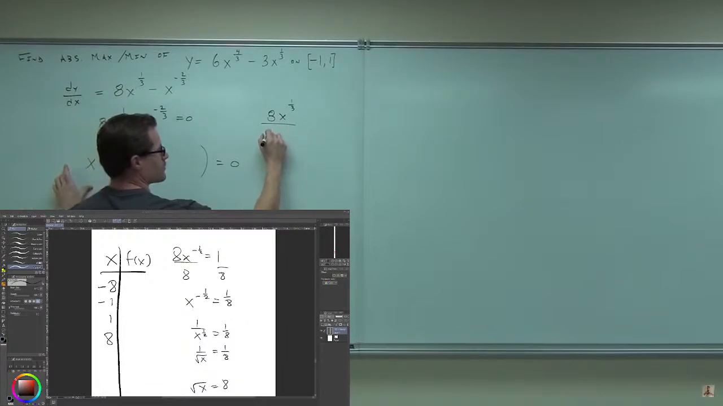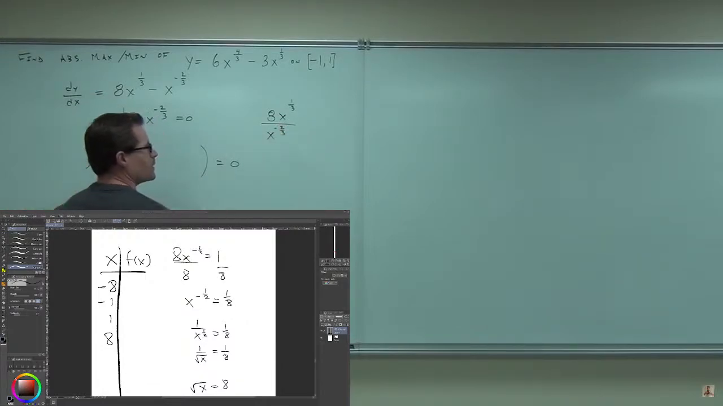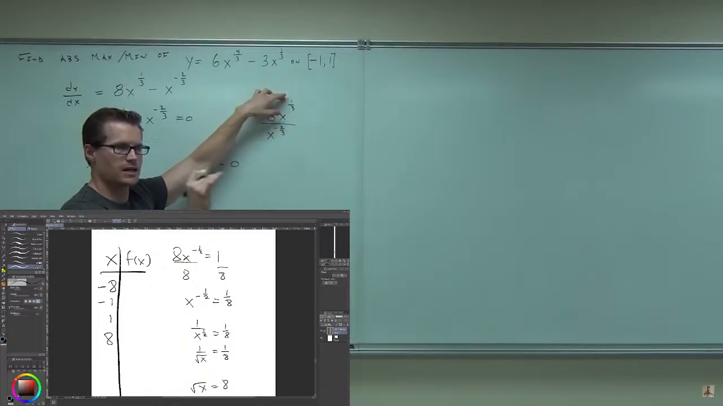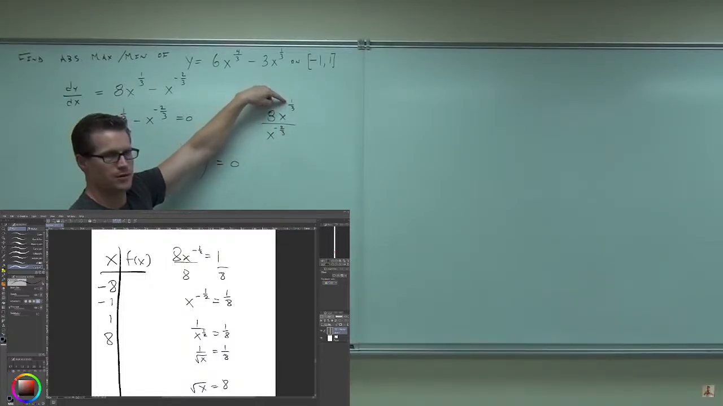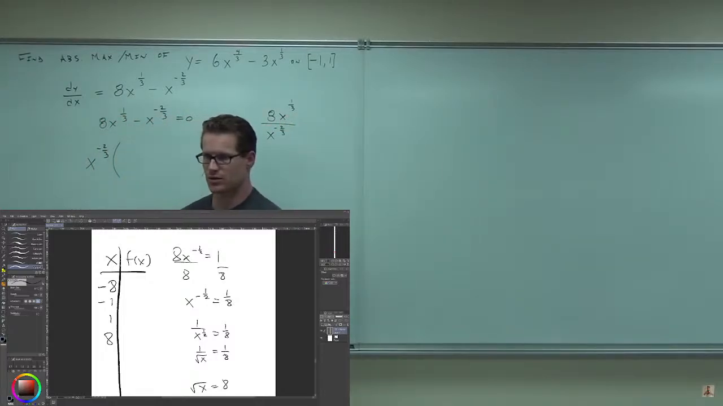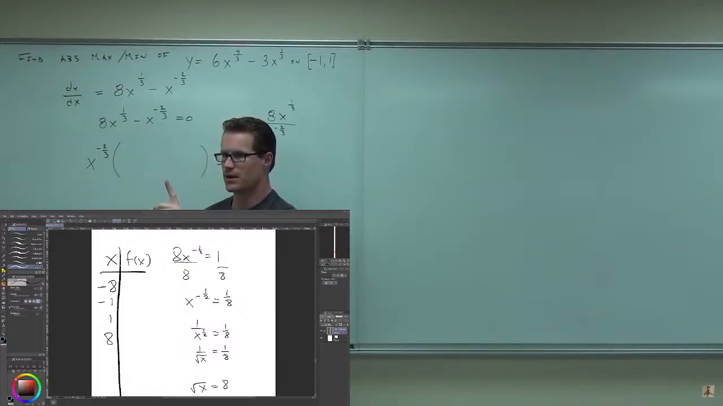What happens when you have common bases being divided? You are subtracting exponents. So do this math in your head. 1/3 minus negative 2/3. You're actually adding 2/3 there. You're going to get x to the first power. Do you see what I'm talking about? You're going to get x to the first.